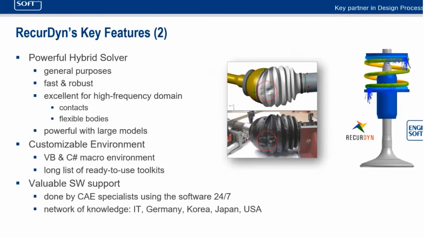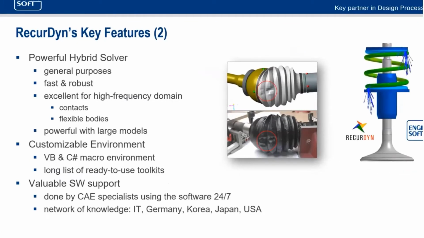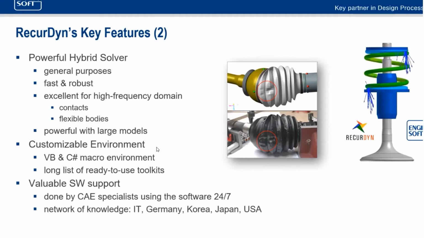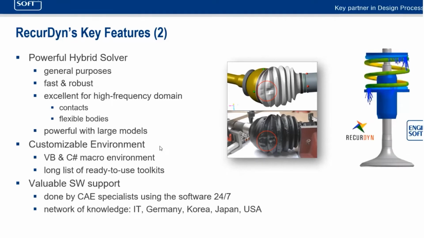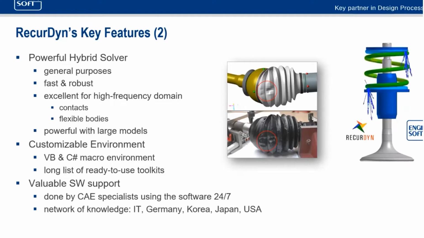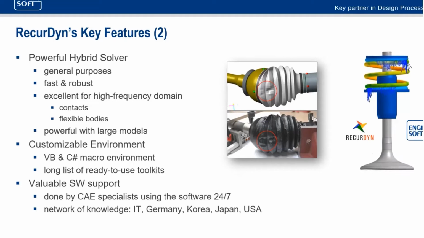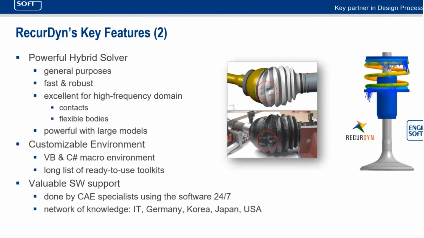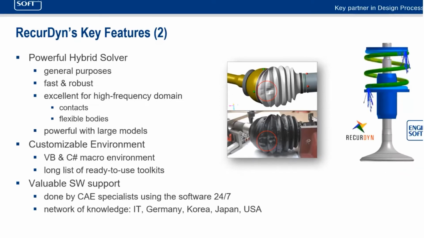And just going over a few other key features that are worth talking about. The solver is very robust, handles both low and high frequency domains, and it's excellent with large models. We have a lot of customers doing track models or chain models where you've got 100, maybe over 1,000 links in those chains. Then for flexible bodies, you end up with very large models, because every single element has to be tracked throughout that transient simulation.